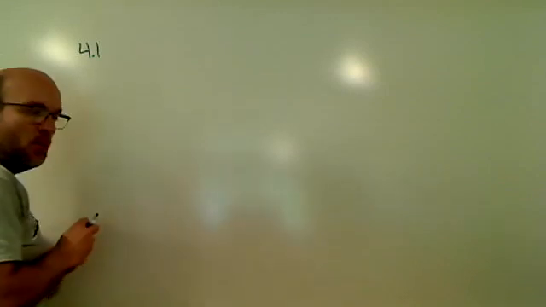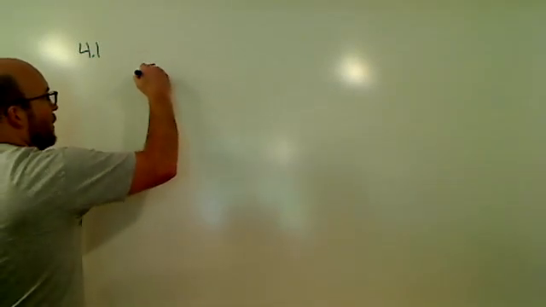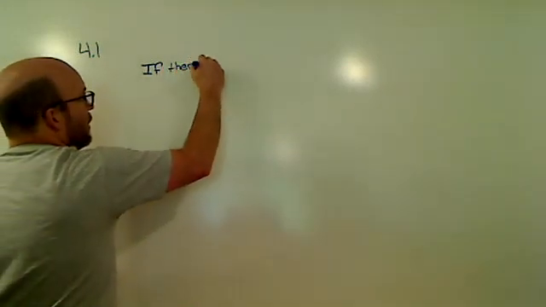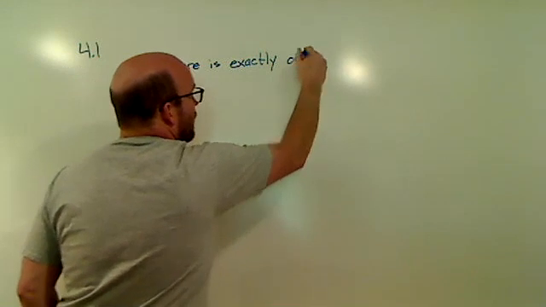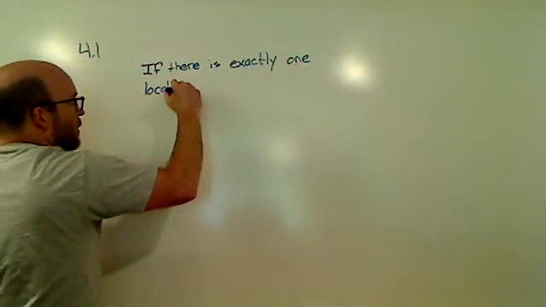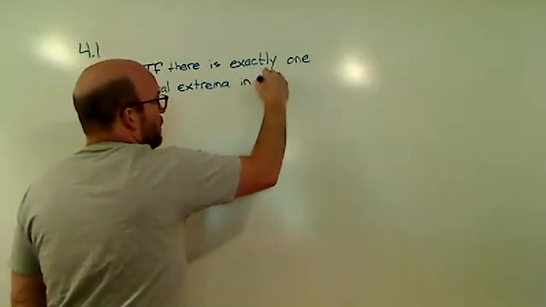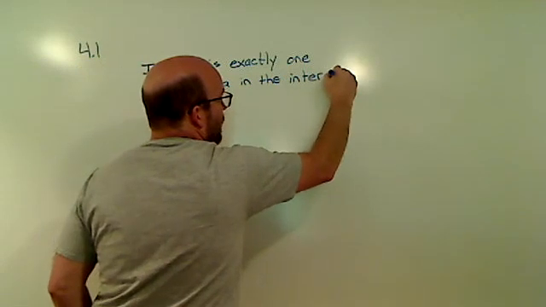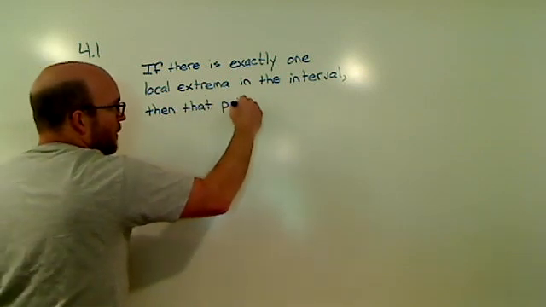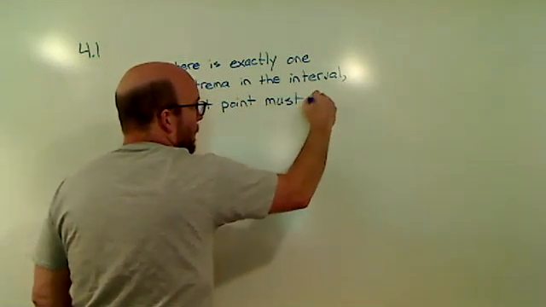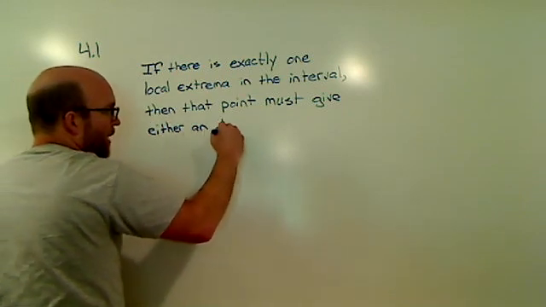But the last theorem that shows up here is something that we don't necessarily say out loud and use later on, but it's a nice thing to know: if there is exactly one local extrema in the interval, then that point must also give either an absolute maximum or minimum.